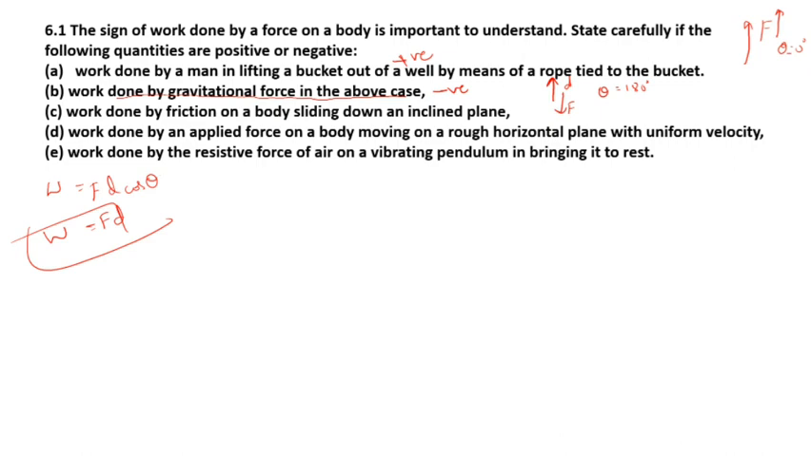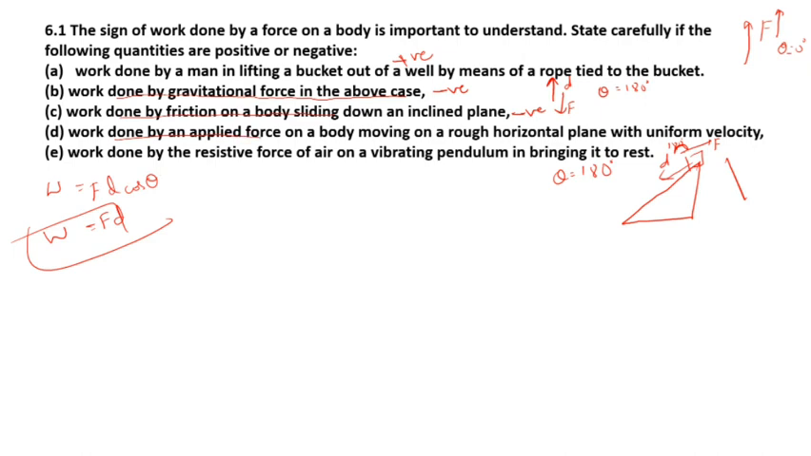Work done by friction on a body sliding down an inclined plane. An inclined plane is like this, and a body is sliding here. As a result, there is an opposing force which is called friction. The friction and the displacement are again in opposite directions, at 180 degrees. If theta is 180 degrees, then cos 180 is -1. So here also the work done is negative. Work done by the friction is negative.